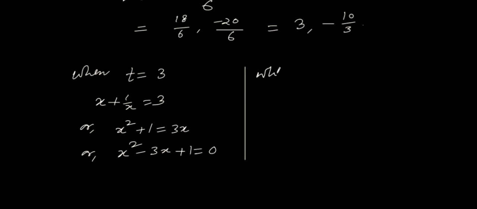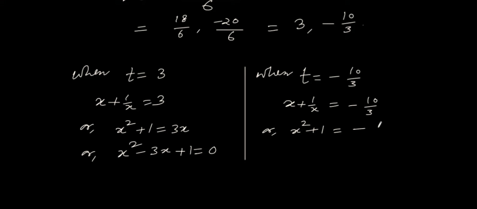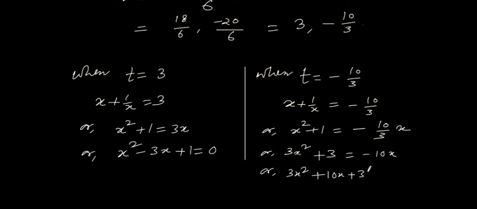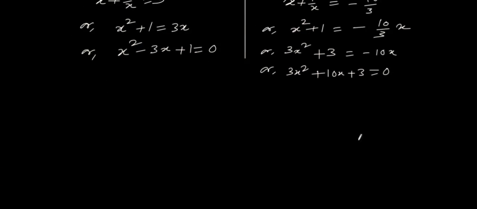And when t equals negative 10 upon 3, so x plus 1 by x equals negative 10 upon 3, or x square plus 1 equals negative 10 upon 3 times x, so 3x square plus 3 equals negative 10x, or 3x square plus 10x plus 3 equals 0. So solve these two equations.